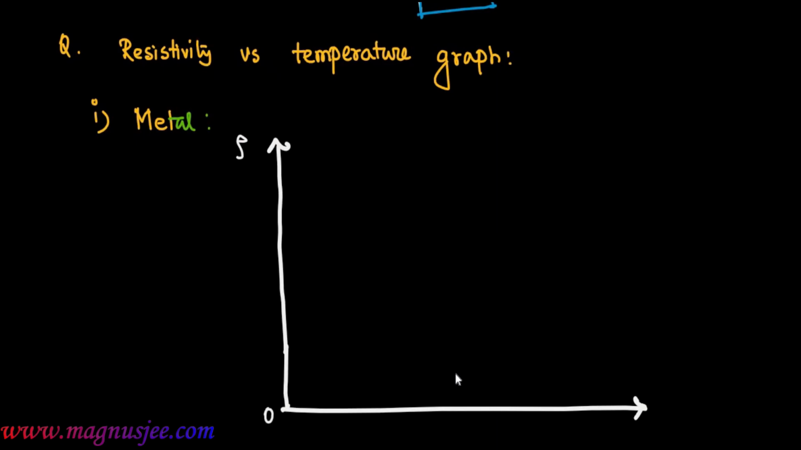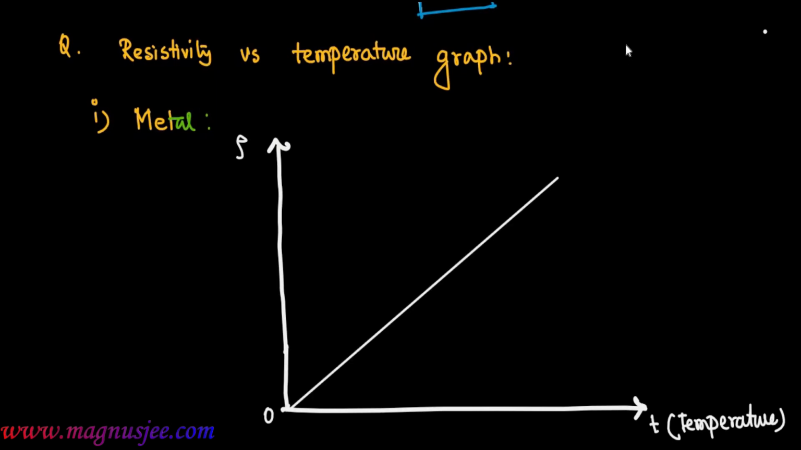Resistivity rho is plotted along the vertical axis. Absolute temperature capital T, or temperature in Celsius scale, is plotted along the horizontal axis. Small t is the temperature in Celsius scale. We can draw an imaginary straight line in the rho versus T graph.